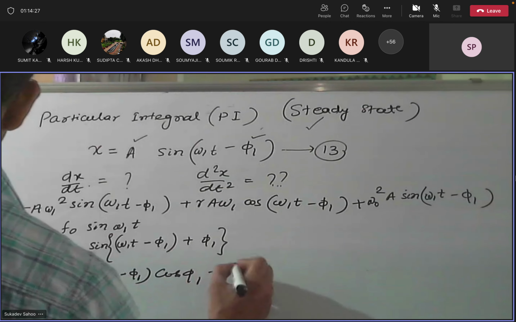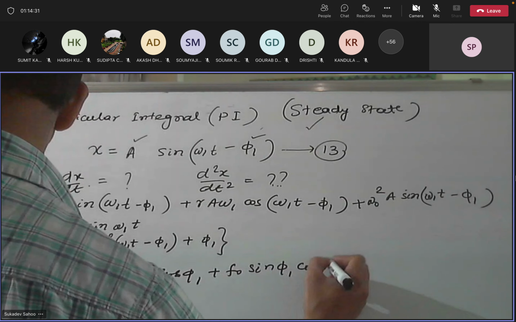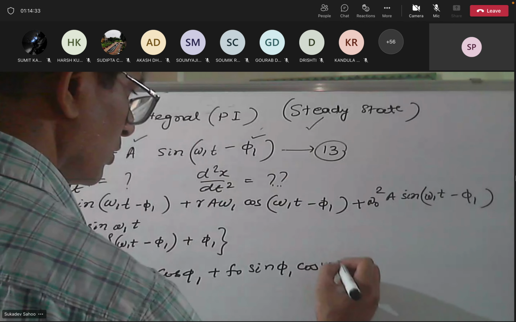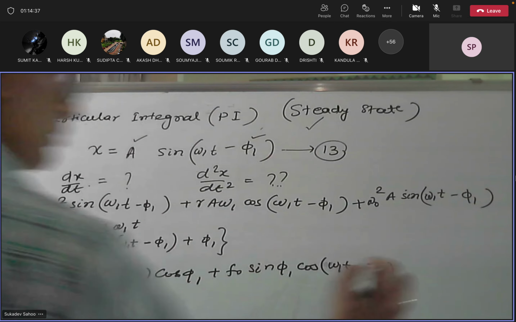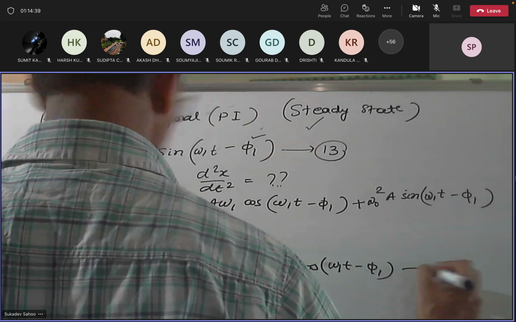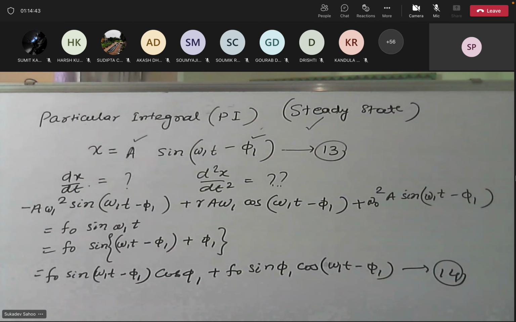Sometimes if I am omitting a few steps, all of you try to complete these intermediate steps at home after the class.